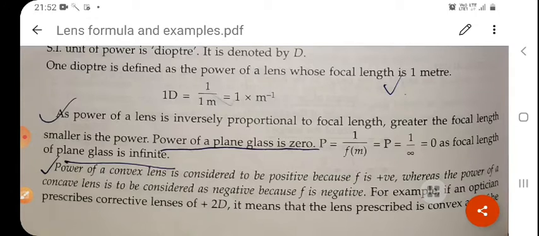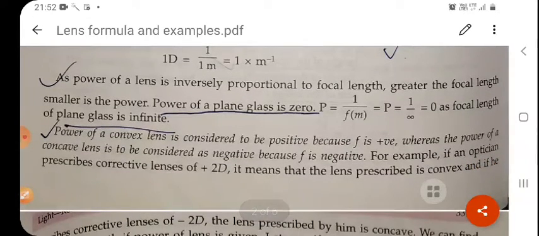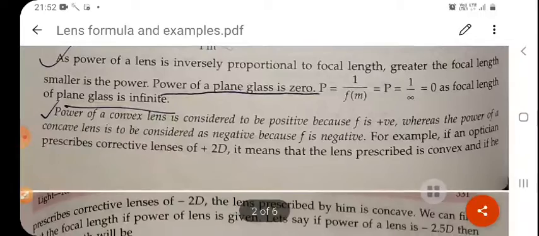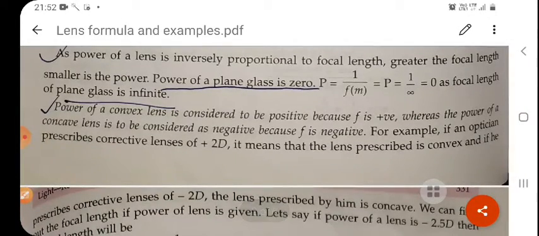The power of the convex lens is considered to be positive, whereas the power of concave lens is considered as negative. So you can see, if an objective question comes, where you are given different power values of +2 diopter, 4 diopter, -2 diopter, -4 diopter, then you can easily check which type of lens it is.